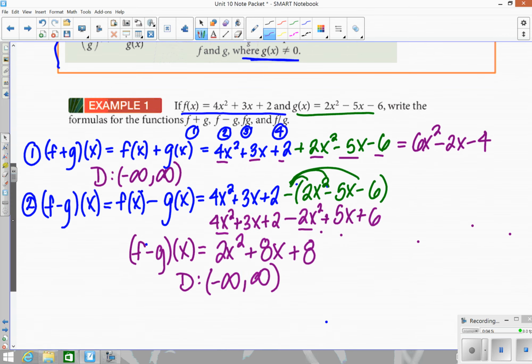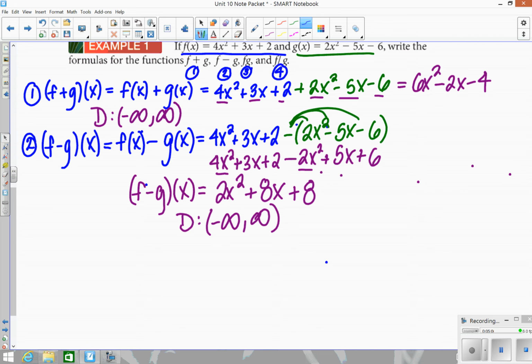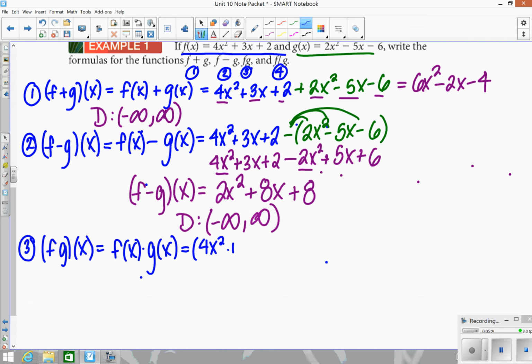The next one we have multiplication. So we have f times g of x, which again basically means multiply the two functions. So I'm going to use parentheses because we're multiplying this entire f of x times this entire g of x.